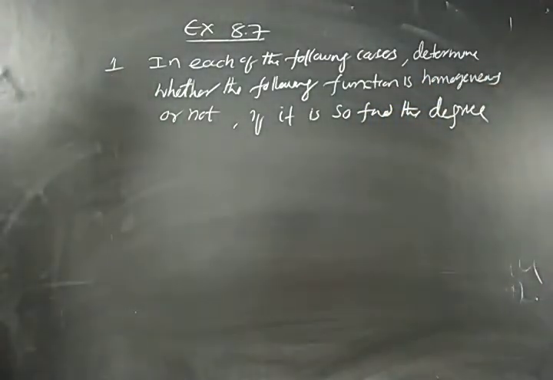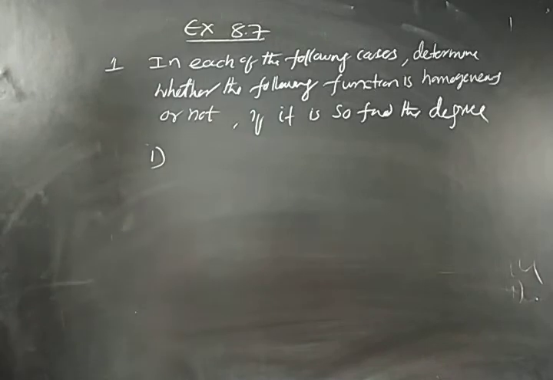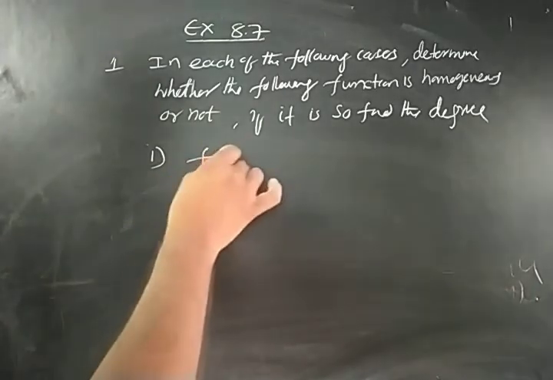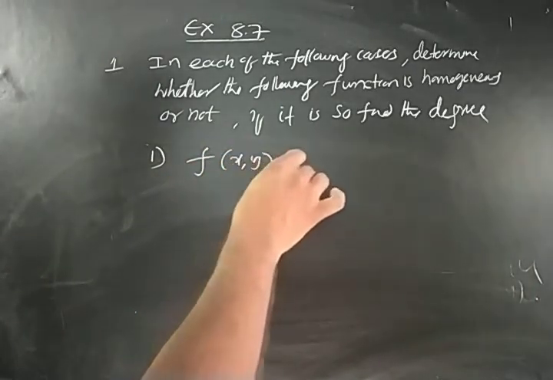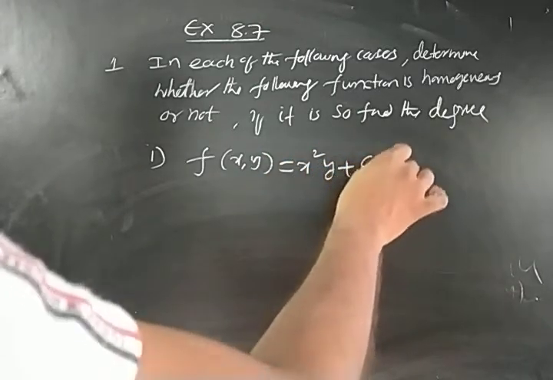So we have first bit 4 problems. I am solving the first one. Similarly, you can solve the remaining 3 problems. So the first problem is f of x comma y equal to x square y plus 6x cube plus 7.